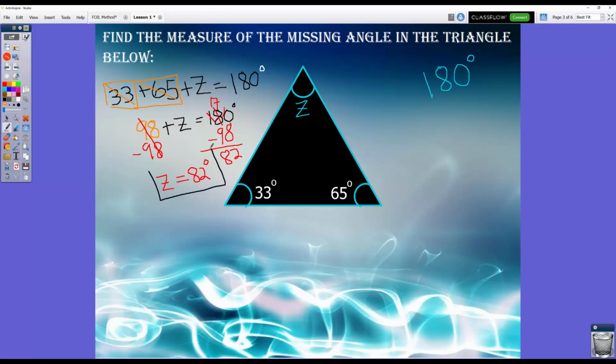Okay, we did not use Pythagorean theorem to get there. We just used a rule in geometry which states that all three angles in a triangle equal exactly 180 degrees. Okay, so add those two together, subtract it from 180, and what's left over has to be what your missing angle is equal to.